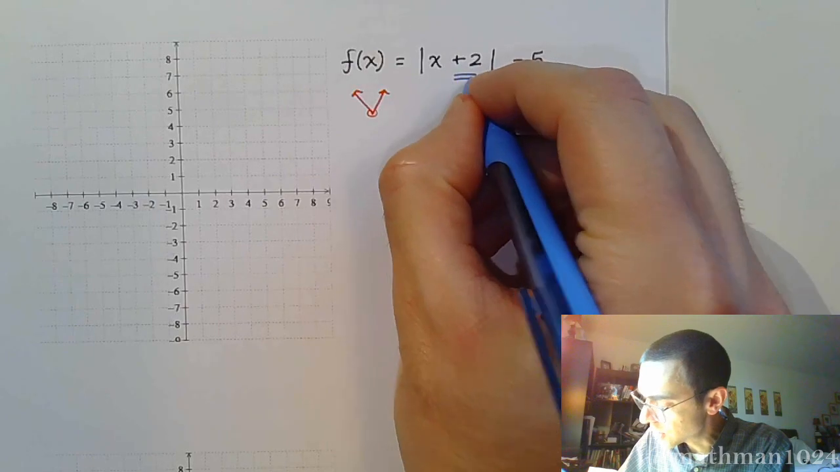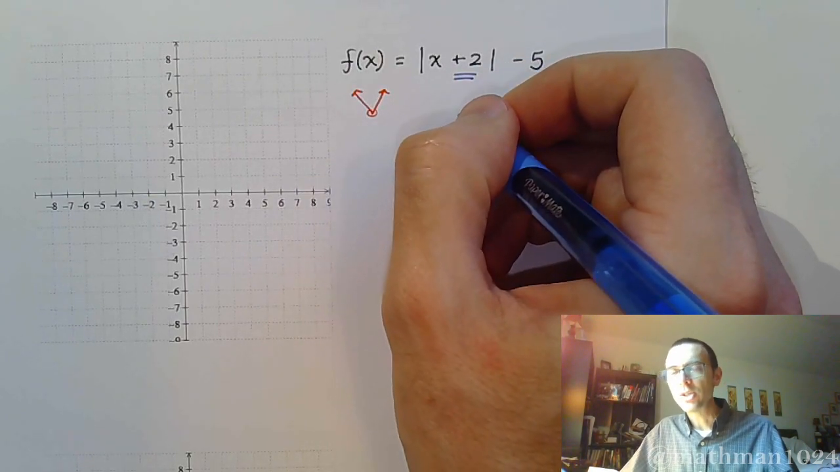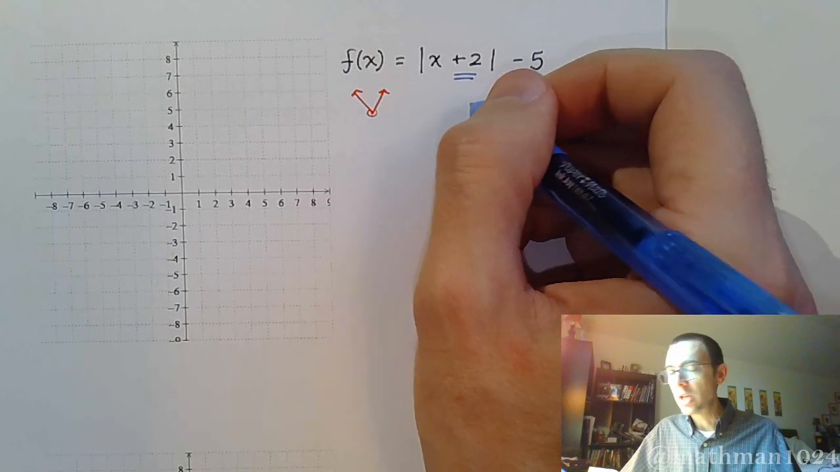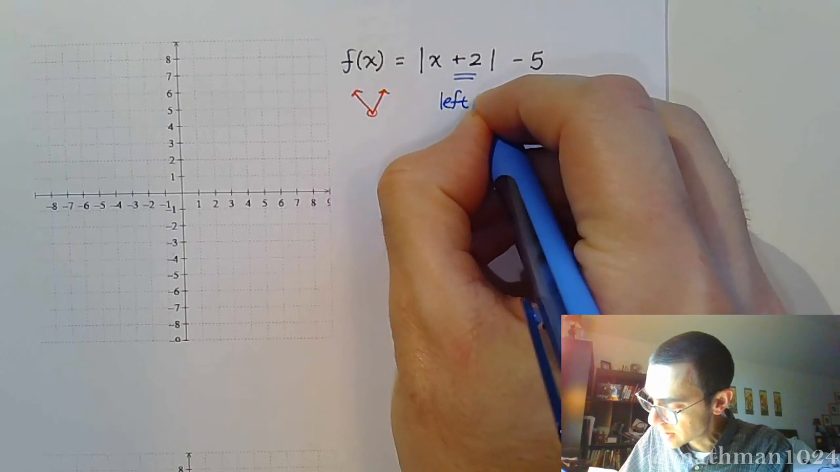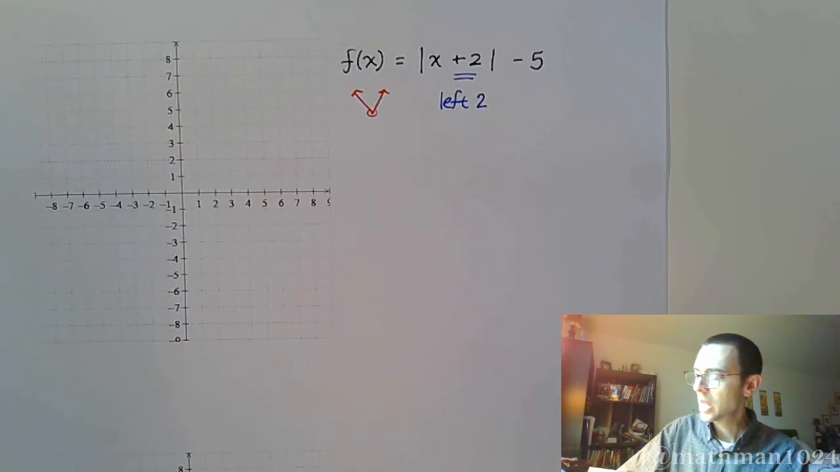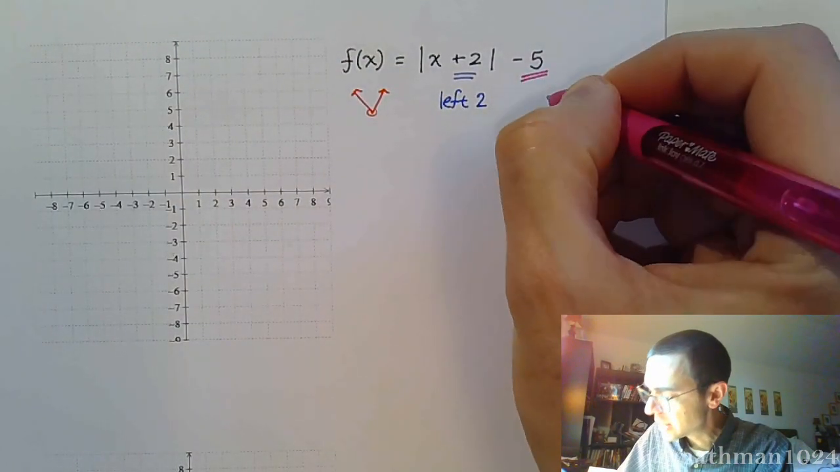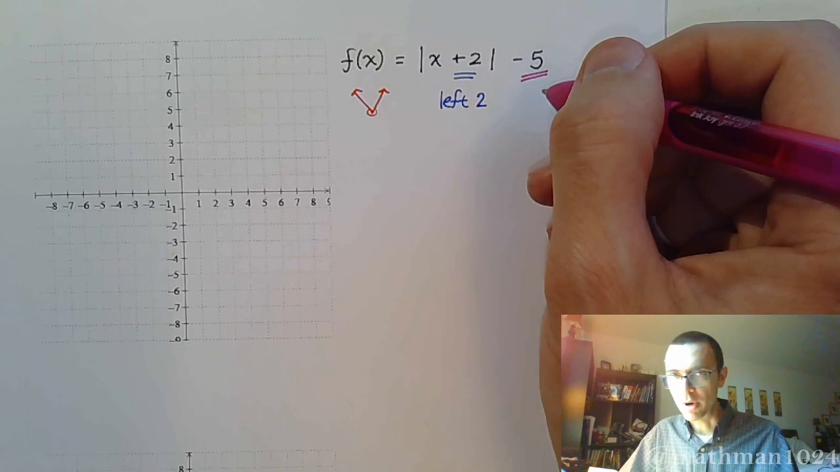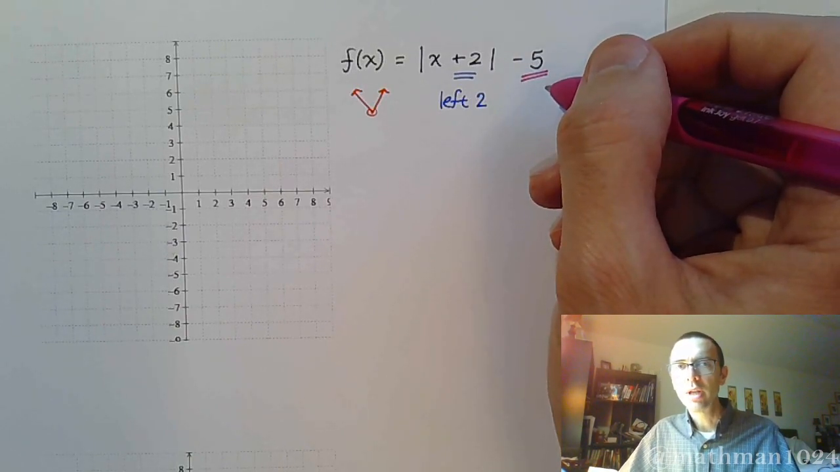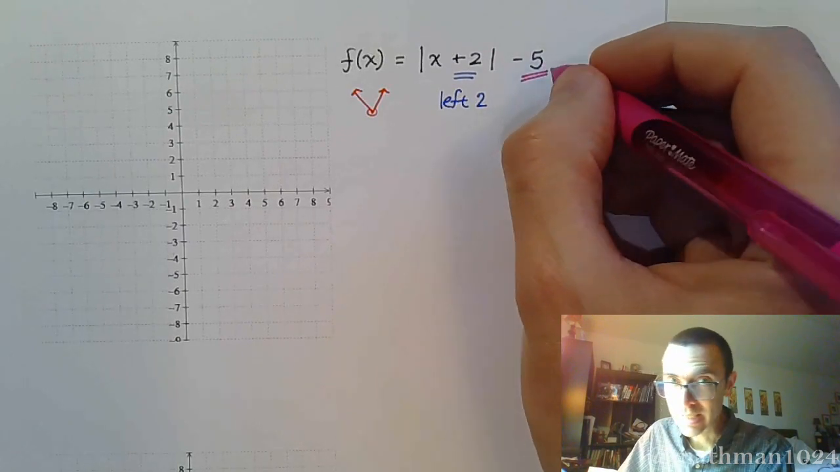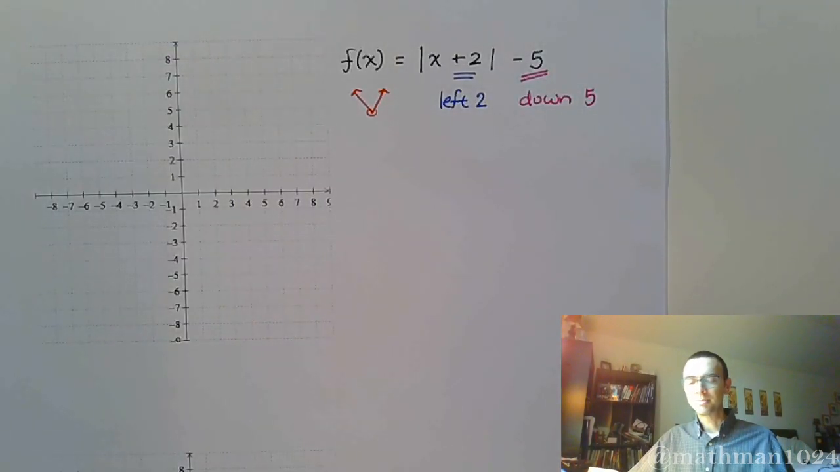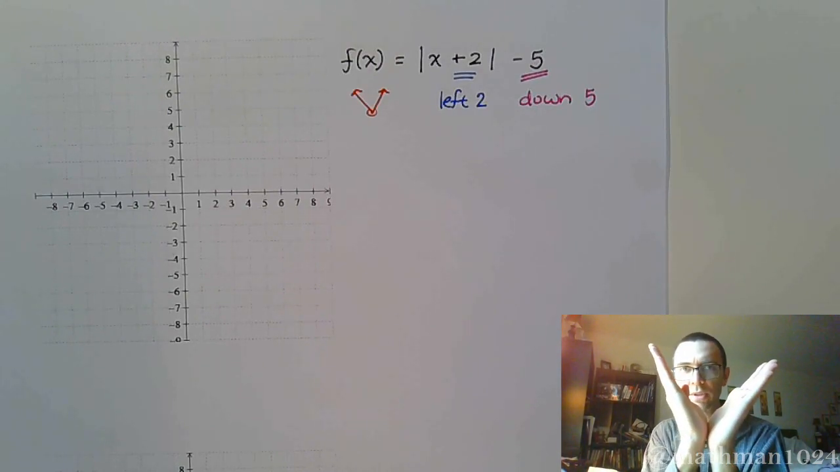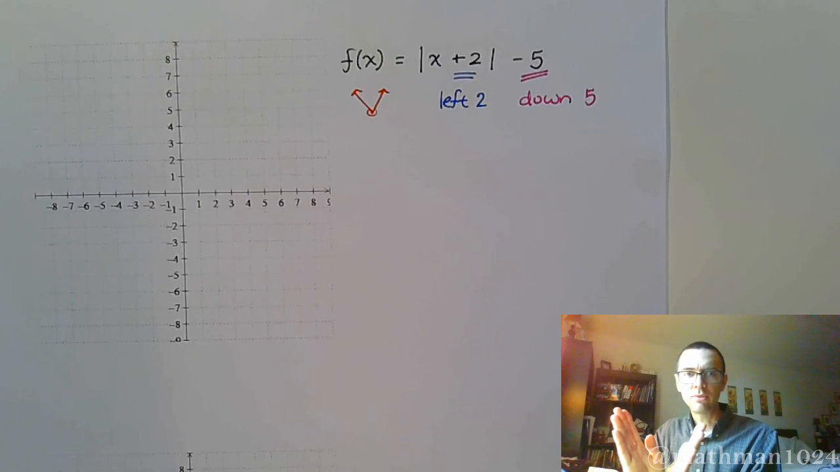Inside here, I see a plus 2. But remember, if it's inside, that's a horizontal shift opposite of what you see. So even though I see plus 2, that actually means that I'm going to go to the left 2 units. And then I have a minus 5 on the outside. And when you're outside, this is the over part. Outside is a vertical shift, and you're going to do exactly what you see. So I see negative 5, which means I'm going to go down 5 units. All right, so we have a V shape. We're going to go to the left 2. We're going to go down 5, and that's where it goes.